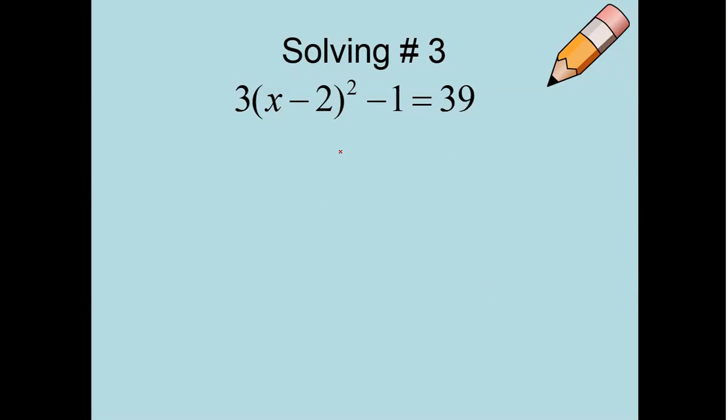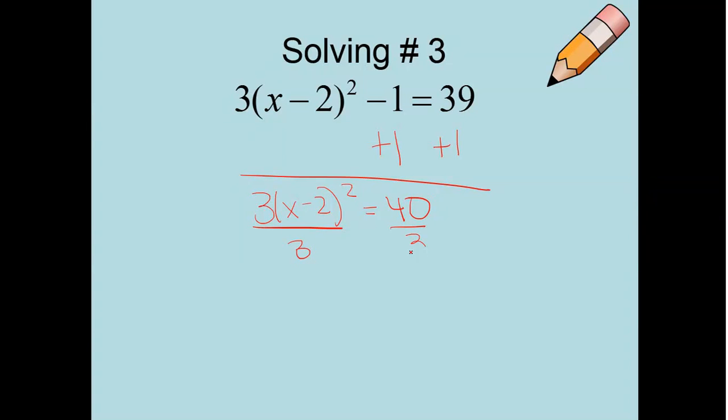Alright, let's take a look at this last problem. I have 3 times the quantity x minus 2 squared minus 1 equals 39. So very first thing I'm going to do, I'm going to add 1 to both sides. So I'm going to get 3 times x minus 2 squared equals 40. Then let's divide by 3. x minus 2 squared equals 40 over 3.